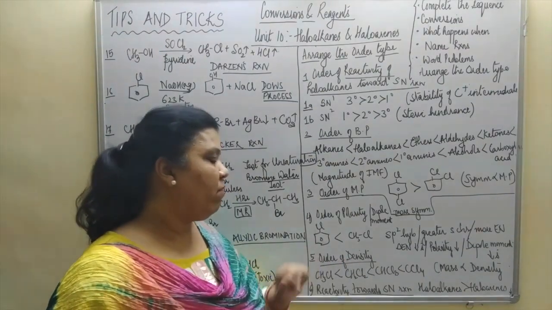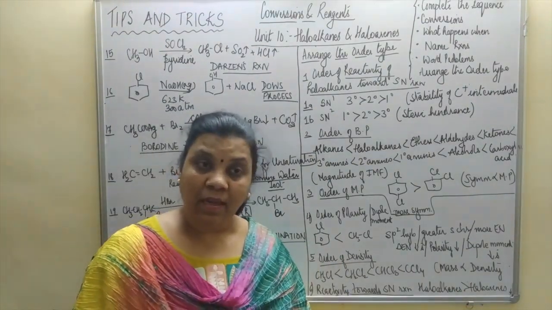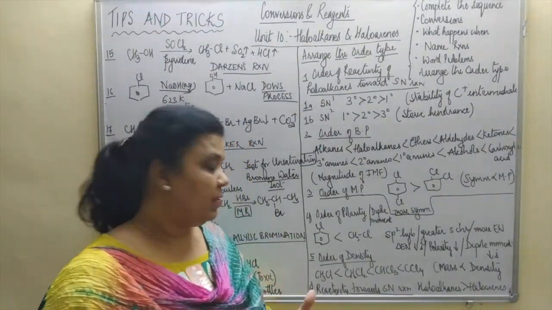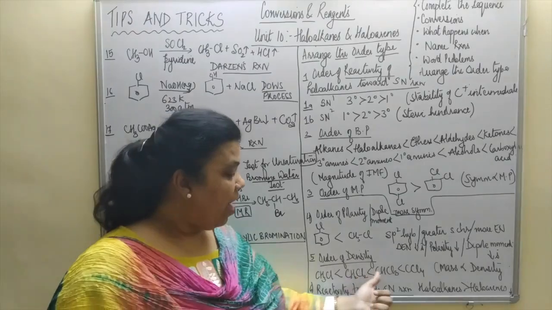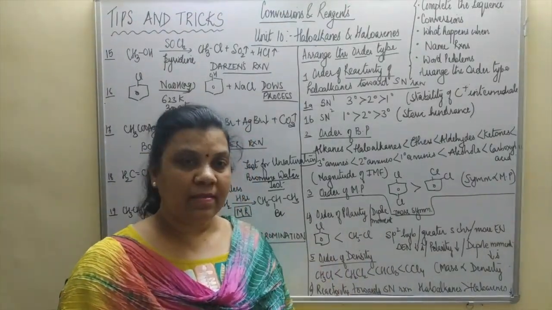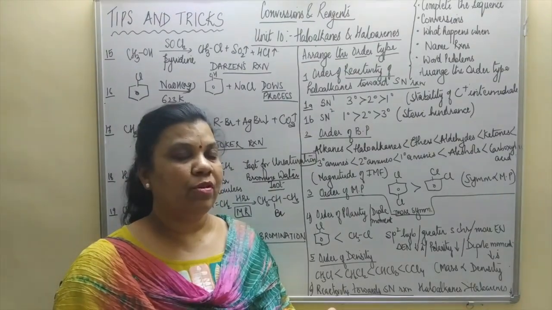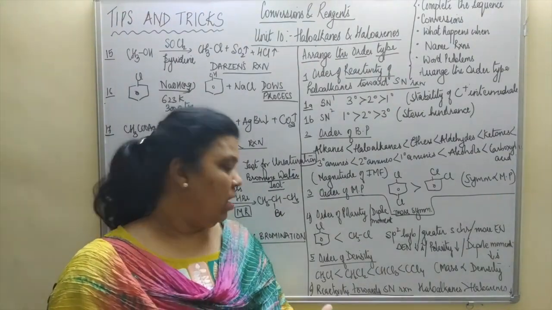Next is order of density. And what is density? The ratio of mass to volume. Mass per unit volume is called density. So, as the number of halogens increases, the mass is increasing, and as the mass increases, because mass is directly proportional to density, density will also increase.